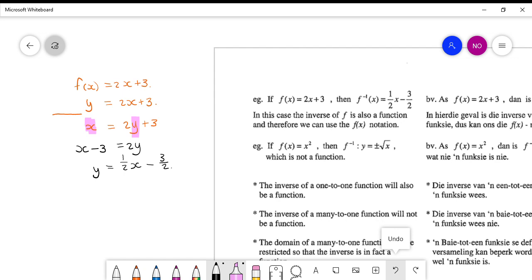But how do we write this? We write the inverse of x will be equal to a half x minus 3 over 2. Die antwoord is daar op julle bly. Maar dit is hoe ons hom gekry het.